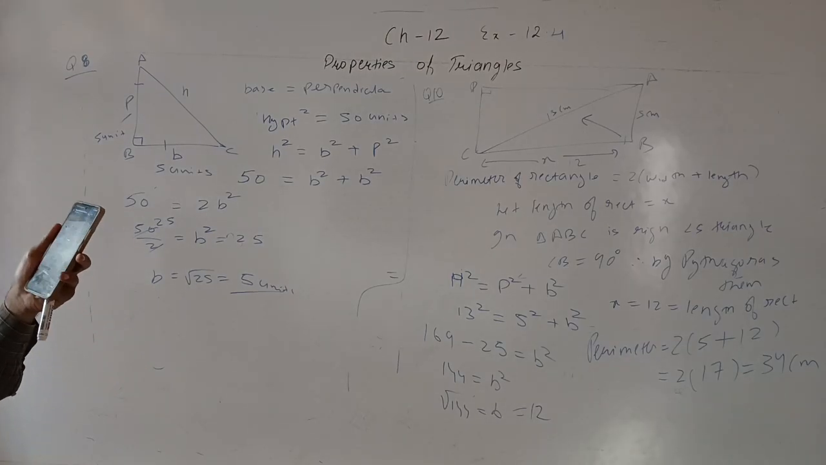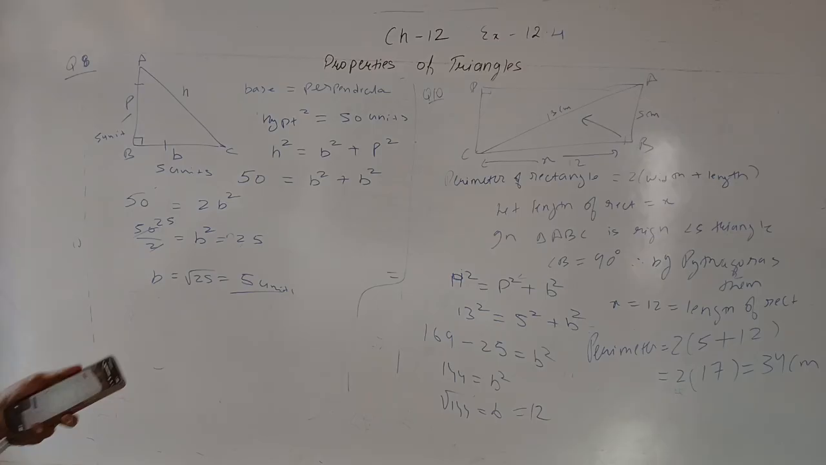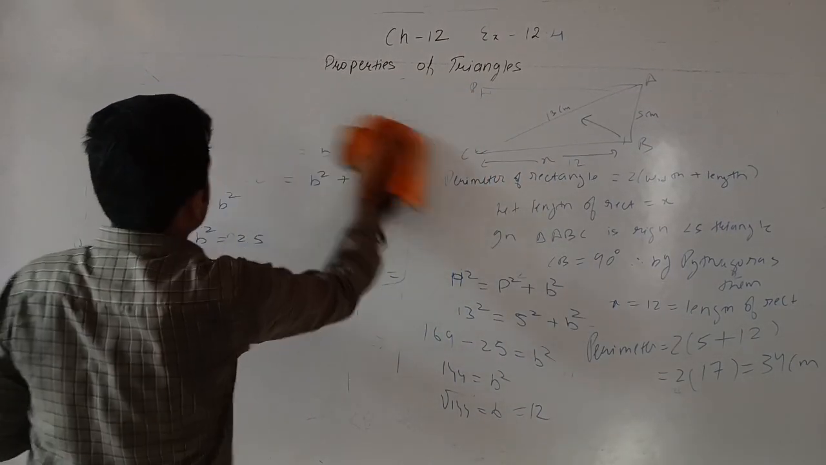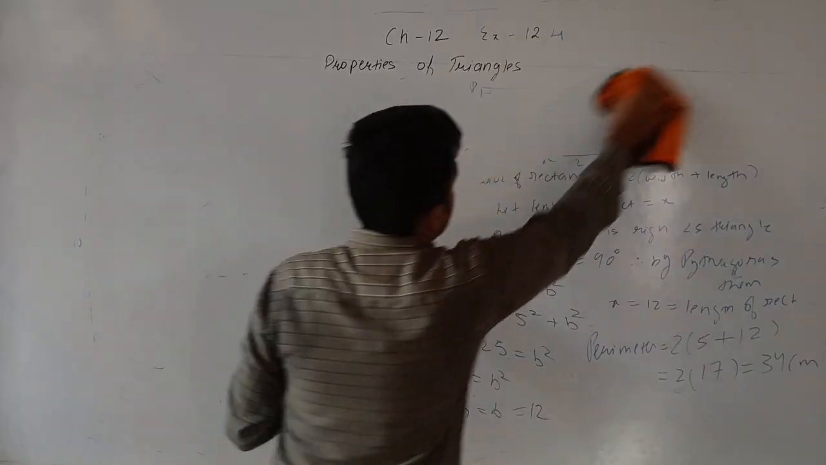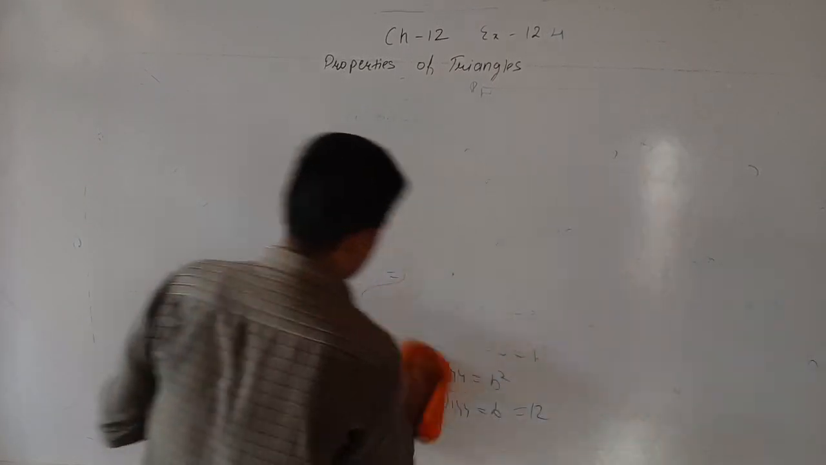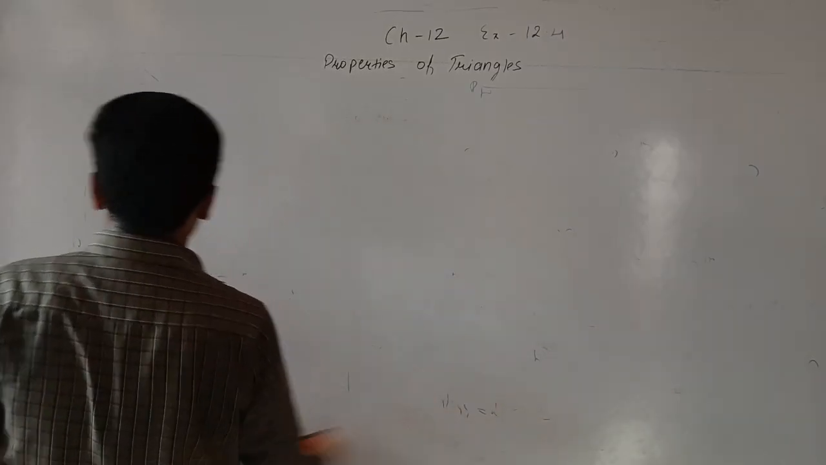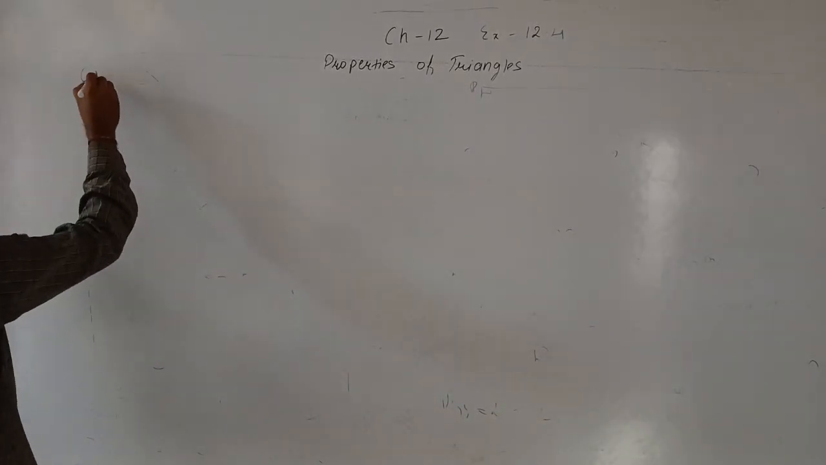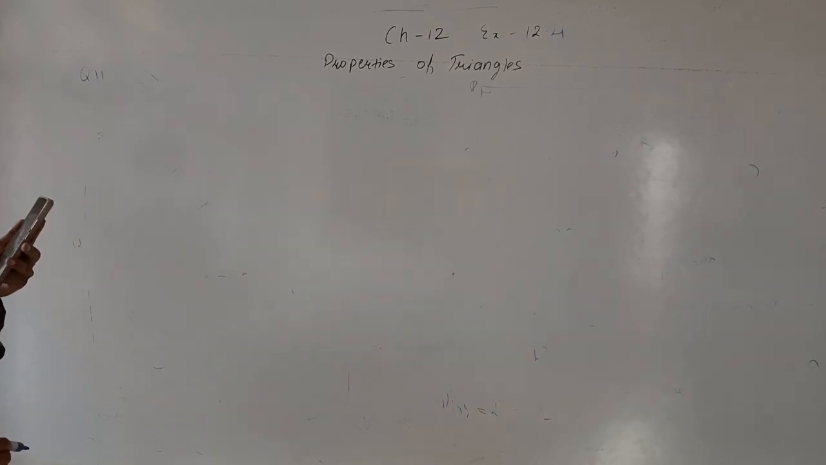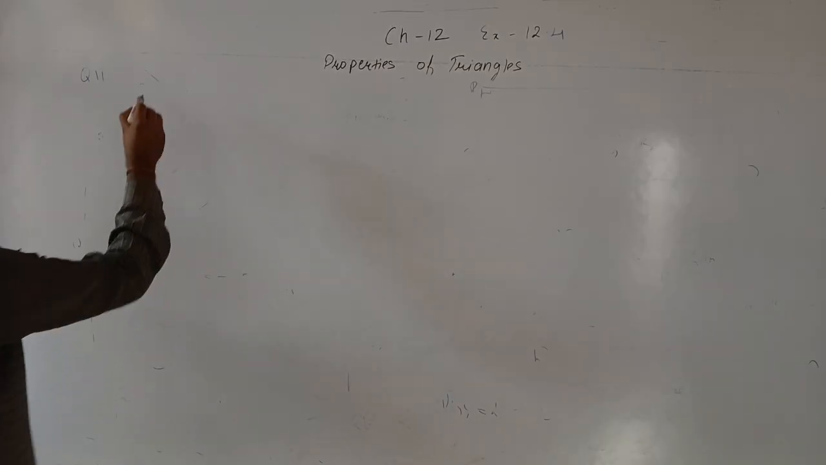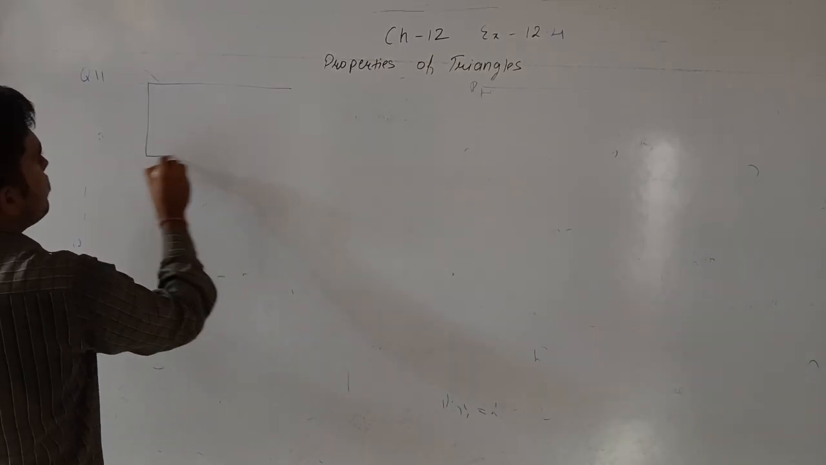So now we'll move to the last question. Question number 11 is the last question of exercise 12.4. The whole exercise is based on the Pythagoras theorem. The length of a picture frame is 80 centimeter and its diagonal is 100 centimeter. Find its perimeter.